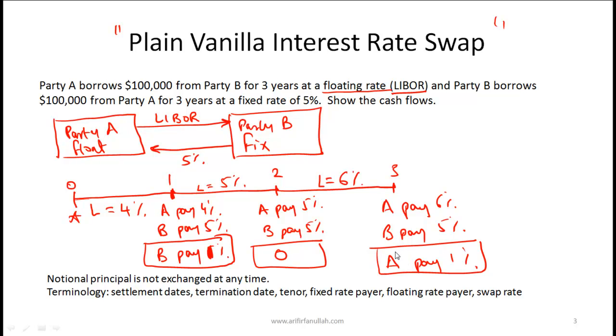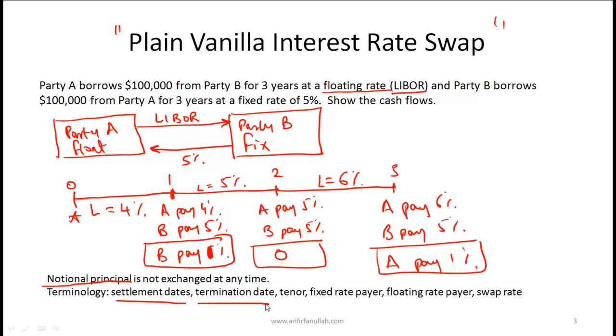So now, let's just make sure we understand all the terminology. Notional principal is obviously the principal based on which we are calculating the actual payments. Some other terminology: settlement dates. Settlement dates are essentially the dates on which payments are made. So our first settlement date is the end of year 1. At the end of year 1, B pays 1%. So this is a settlement date. End of year 2 is another settlement date in this simple example, and end of year 3 is another settlement date.